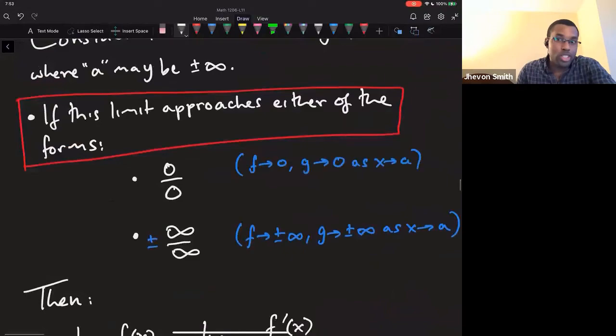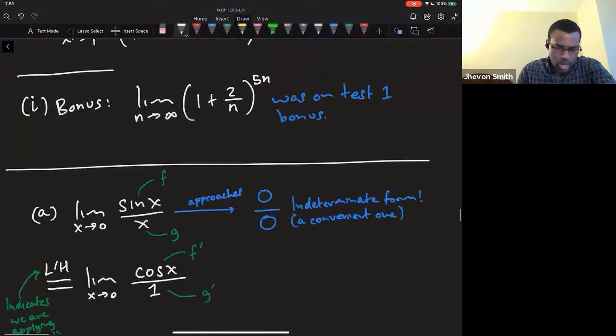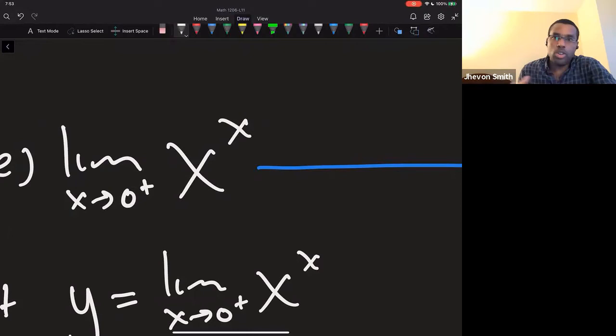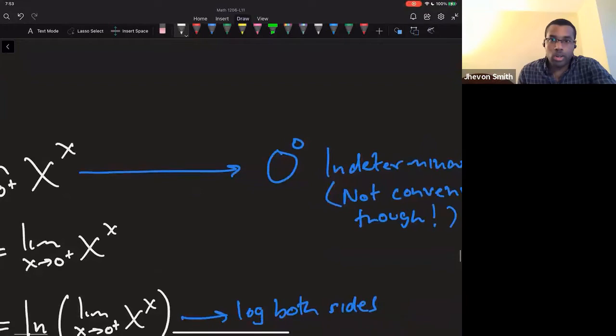So currently, as it stands, you wouldn't think log differentiation because you don't have a reason to differentiate. You don't have a division. It's not a convenient indeterminate form. You shouldn't be thinking derivatives yet because it won't apply, because it's a 0 to the 0. There's no derivative. You can't do a derivative for that.